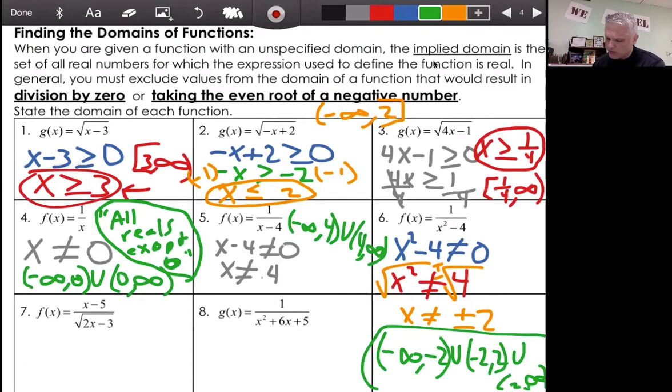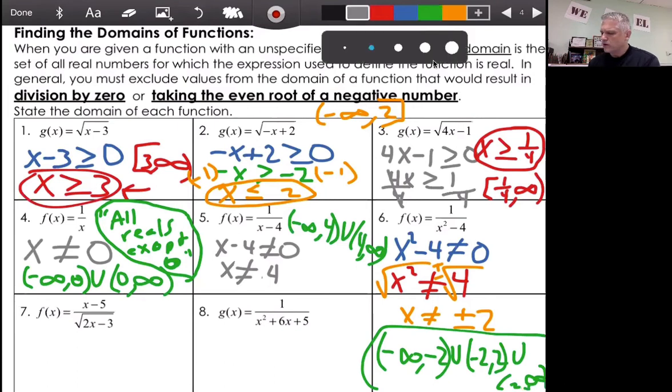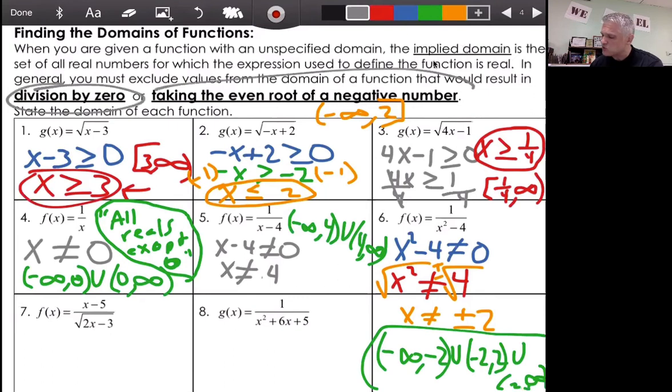Okay. So let's look at question 7. Again, all we're looking at is when we are going to limit the domain of the function. So we're only looking at these 2 things here, dividing by 0 or taking a square root that could be negative. All right, is there a denominator? Yeah, there is. So I know that the square root of 2x minus 3 does not equal 0. I know that, okay? How do I know that? Because that's in the denominator. Denominator can't be 0.